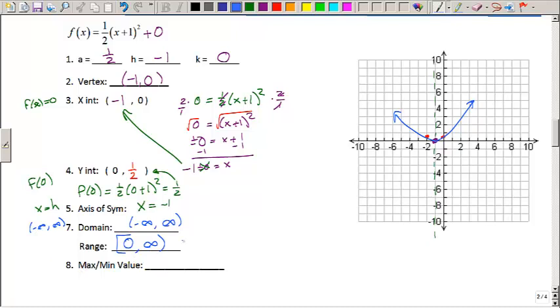Because I have a low point, that gives me a min value of 0, which is the same value in your range. Where does that value occur? Well, at x equals -1. Again, that's always going to be the value k at x equals h, and that's what the min value or max value is, depending on if it's pointing up or down.